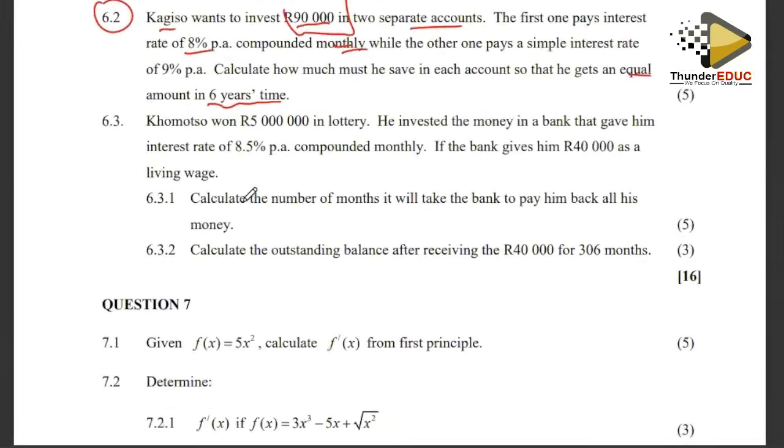All right, 6.3. Almost won 5 million in lottery. He decided to invest the money in a bank that gives him an interest rate compounded monthly.